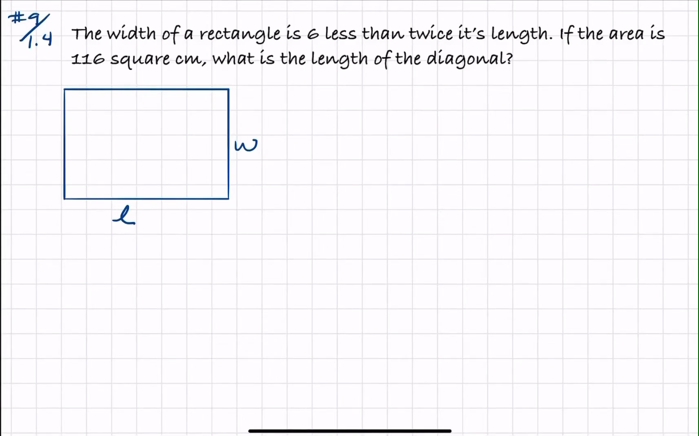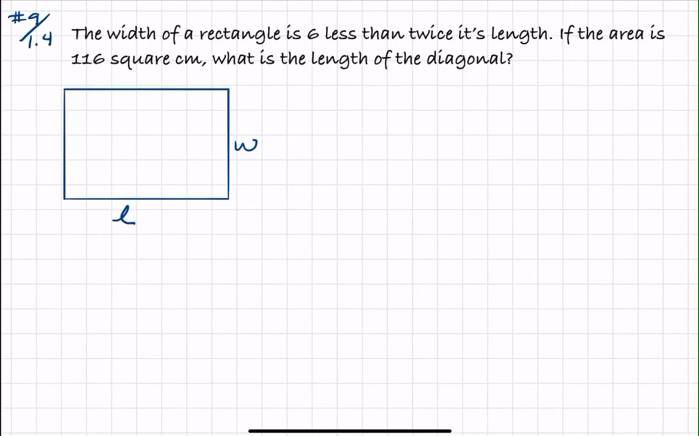So this is example number 9 from section 1.4. It says the width of a rectangle is 6 less than twice its length. If the area is 116 square centimeters, what is the length of the diagonal? So you've got a couple things going on here.